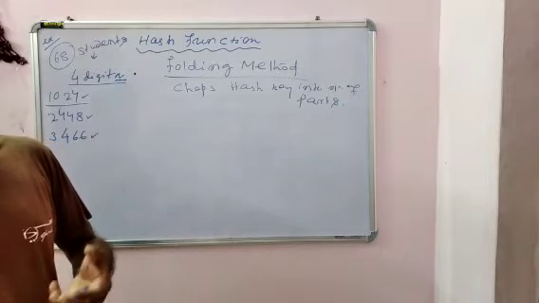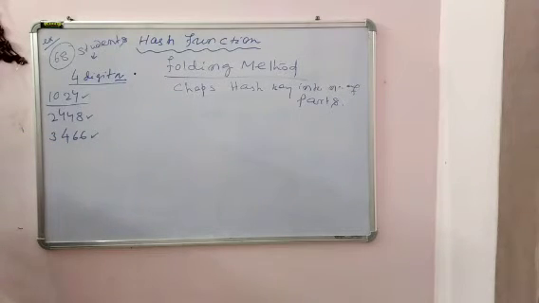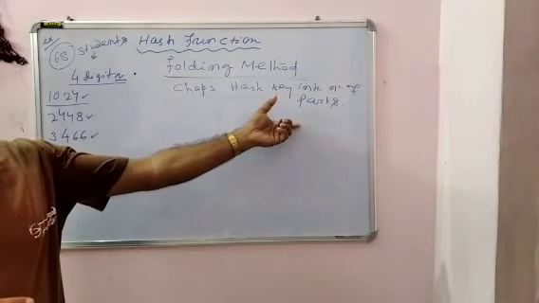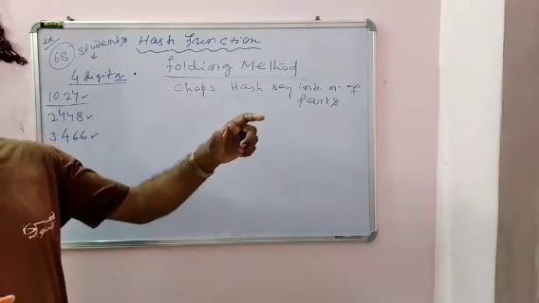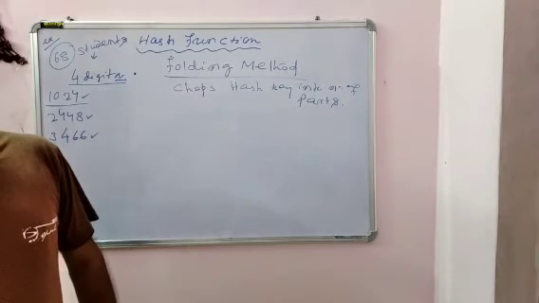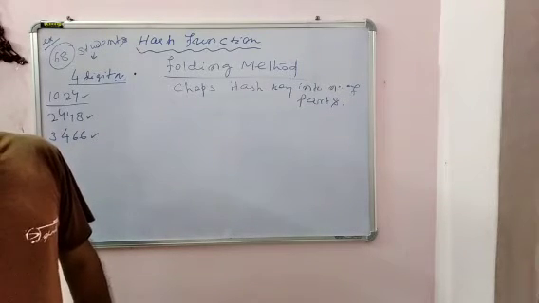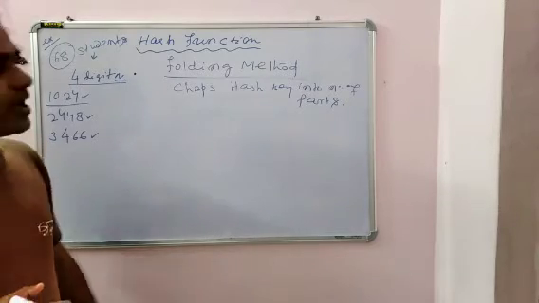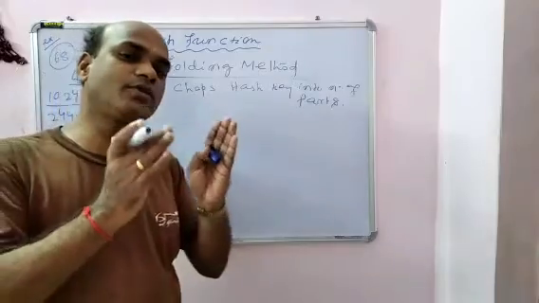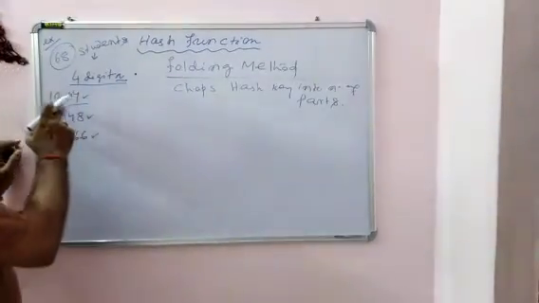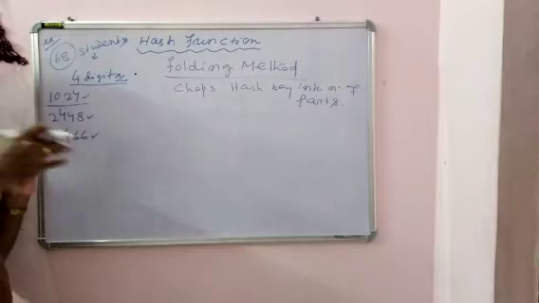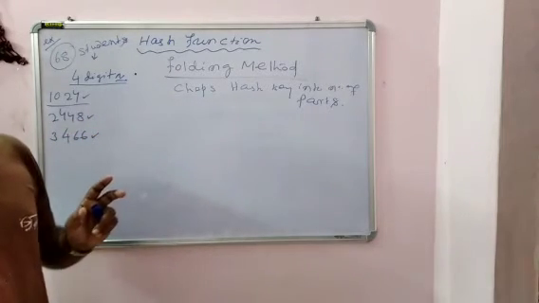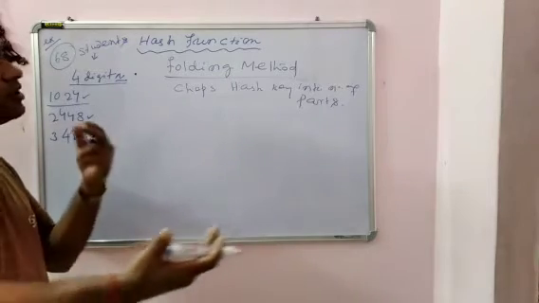Then we compute the hash address after adding these parts. After dividing the key value into parts, we add them and find the addresses. Here we have to ignore the carry. We can also reverse an even number of parts to retrieve the hash function. So first we divide the key value and add, and we can ignore the carry values. Also we can calculate in the reverse way.